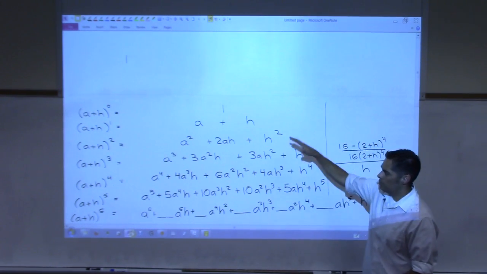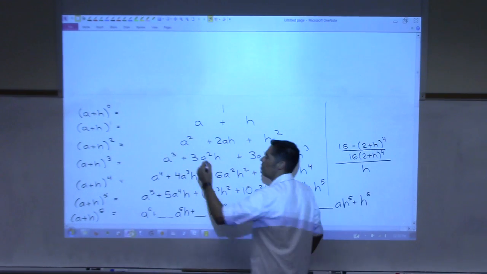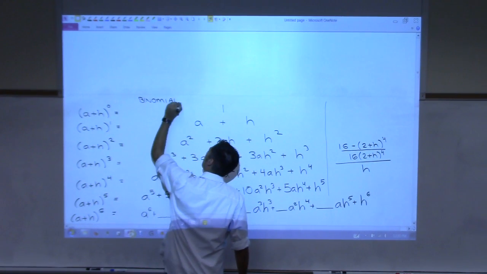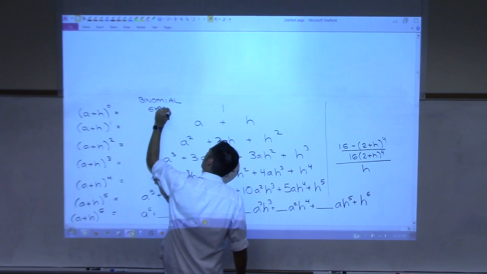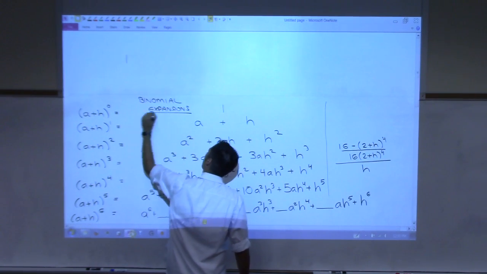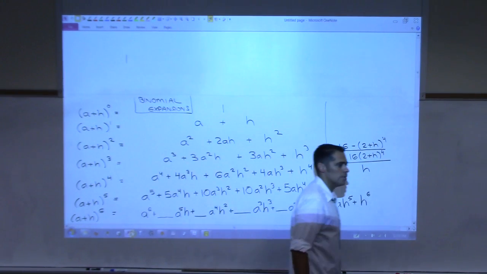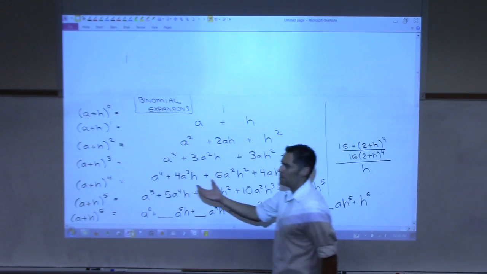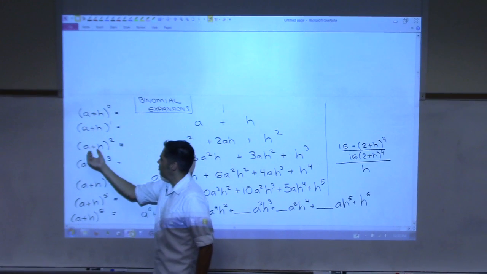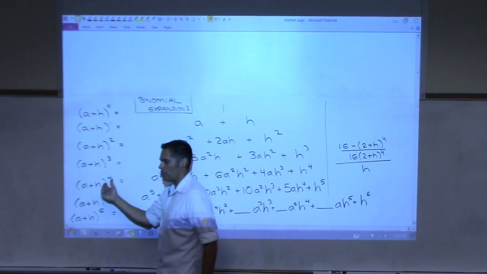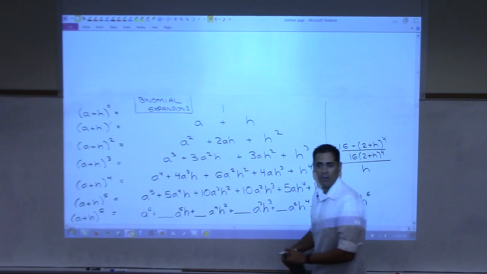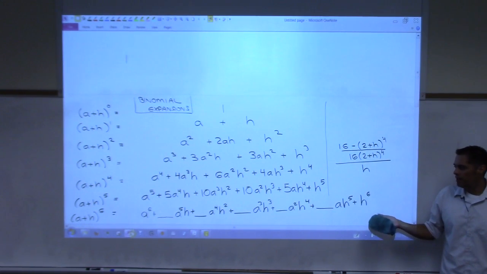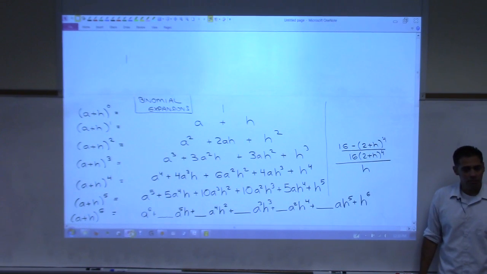Everything I'm doing up here, these are called binomial expansions. You take a binomial and you start expanding it, right? Binomial to the first, binomial squared, binomial cubed, binomial fourth. These are the expansions of binomials. So do you agree all I really need to do is determine what the numbers are?